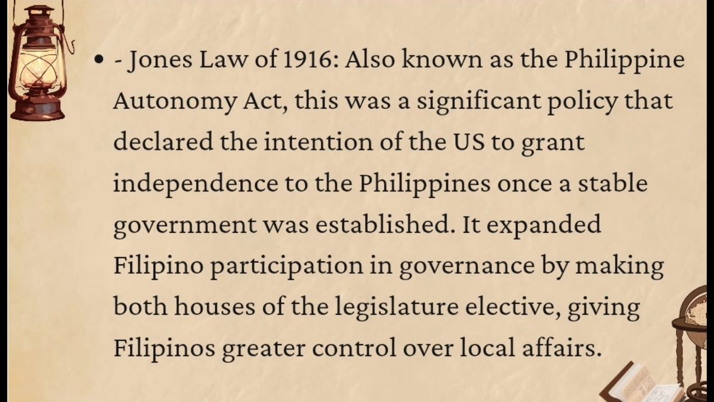Jones Law of 1916, also known as the Philippine Autonomy Act. This was a significant policy that declared the intention of the U.S. to grant independence to the Philippines once a stable government was established. It expanded Filipino participation in governance by making both houses of the legislature elective, giving Filipinos greater control over local affairs.